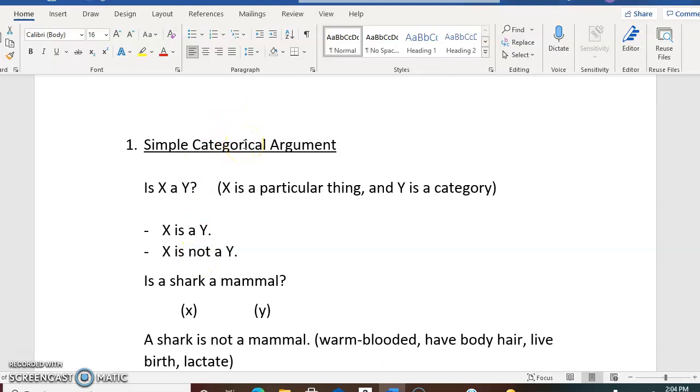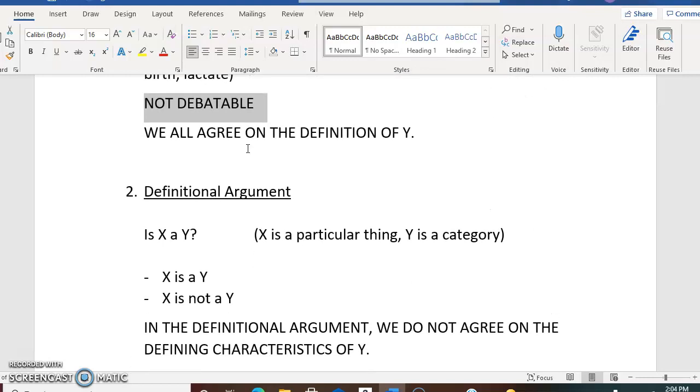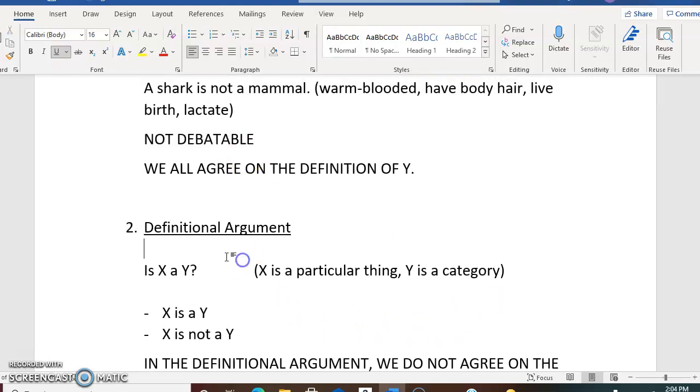and that's why the simple categorical argument is not debatable. Okay. So let's move on to definitional arguments, okay? So, definitional argument, the question that every definitional argument answers is X a Y, okay? Now, you might be thinking, well, this sounds just like the simple categorical argument, and you're right so far, but just stay with me. So, in the definitional argument, where the question is X a Y, X, again, is a particular thing, could be anything, and Y, again, is a category, okay?